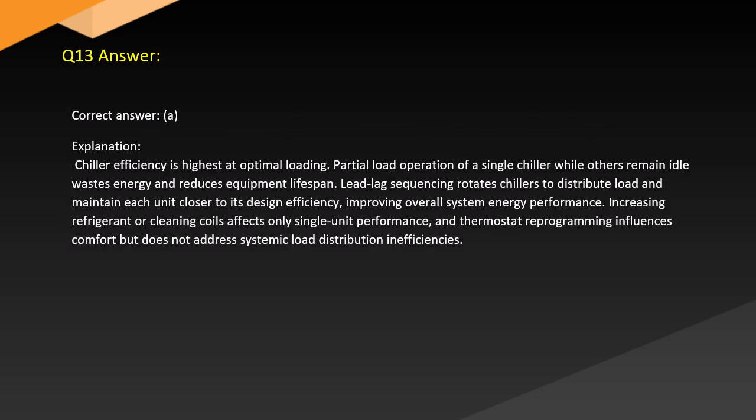Answer. Correct answer: A. Explanation. Chiller efficiency is highest at optimal load. Partial load operation of a single chiller while others remain idle wastes energy and reduces equipment lifespan. Lead-lag sequencing rotates chillers to distribute load and maintain each unit closer to its design efficiency, improving overall system energy performance. Increasing refrigerant or cleaning coils affects only single unit performance, and thermostat reprogramming influences comfort but does not address systemic load distribution inefficiencies.